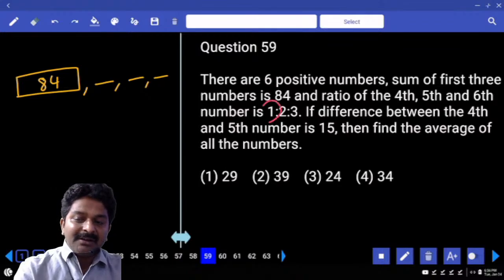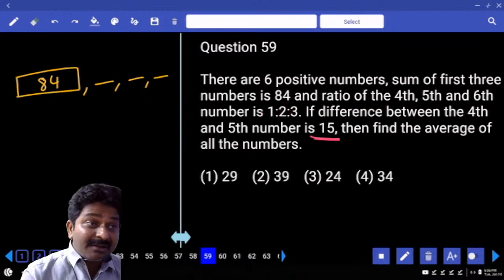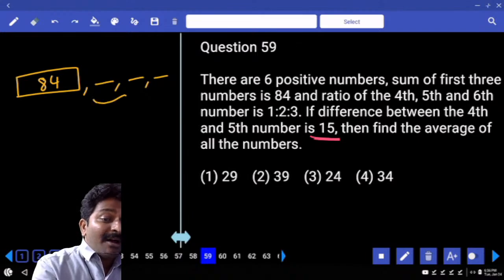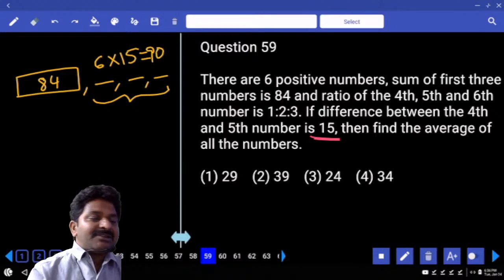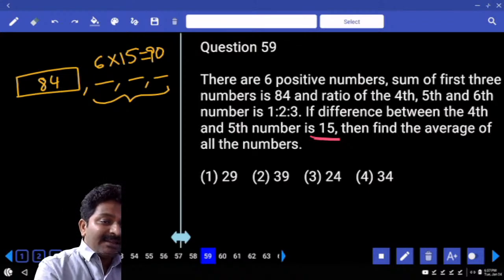What is the 4th number here? 1 part. 5th number? And the difference in terms of a number? 15. Then we can conclude 1 part is equal to 15. Sum of these 3 numbers is equal to 6 parts, so 6 parts is equal to 6 into 15, that is equal to 90. Now the question is the average of all the numbers. Sum of 6 numbers is 84 plus 90, which is 174. Average, divided by 6, that is 29.